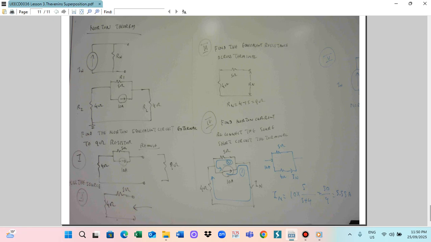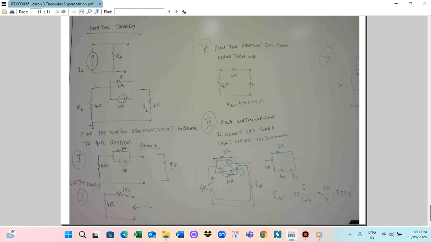So this terminal is the terminal where you removed the resistor. So we find the resistance across the terminal. The 4 ohm and the 5 ohm, this resistance is Rn. So Rn you can calculate as 4 plus 5. So this is 9 ohm. So the Norton resistance is 9 ohm, we got. And step 4.